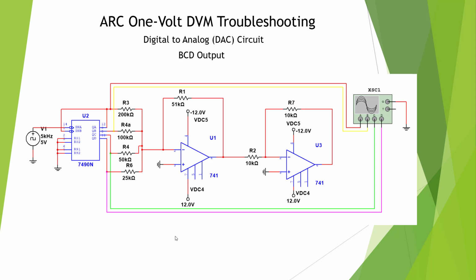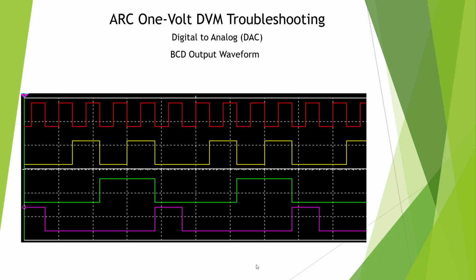Here's the same working circuit, except now we're taking a look at the BCD output of our 7490. BCD is binary coded decimal, and this is a good output of that circuit. Here's the output of our 7490, the BCD. Here's our start of our pattern here, and we're counting 0 through 9 and repeating. So this is the waveform we should be looking for when we're doing our troubleshooting.